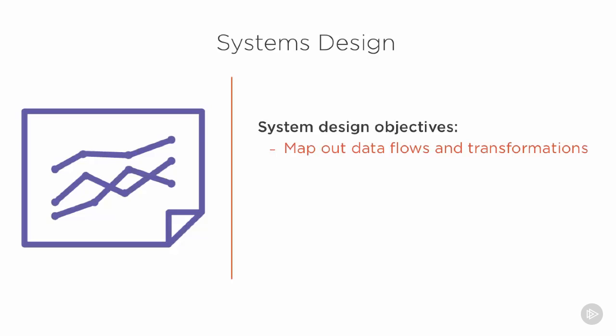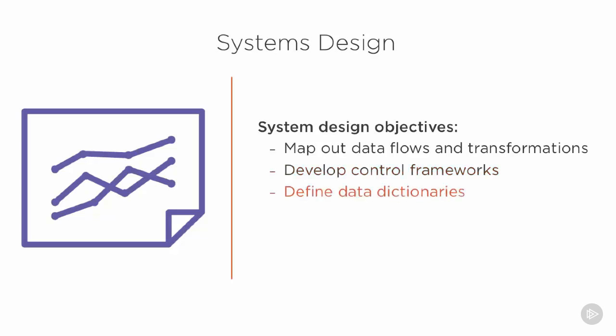We map out the data flows. We map out the processes that transform or change that data. We then develop control frameworks to make sure that data is protected adequately at all times, in all places on our systems. We want to put those controls in the right place to protect that data.